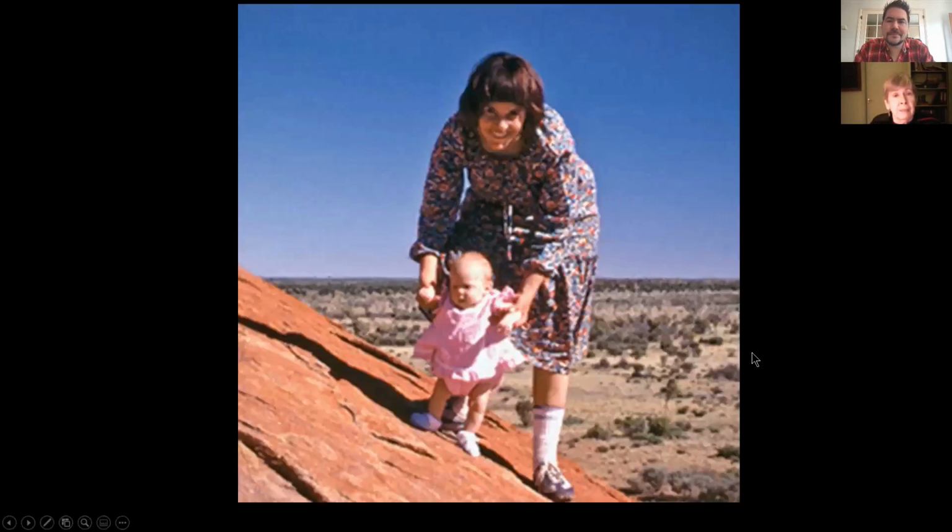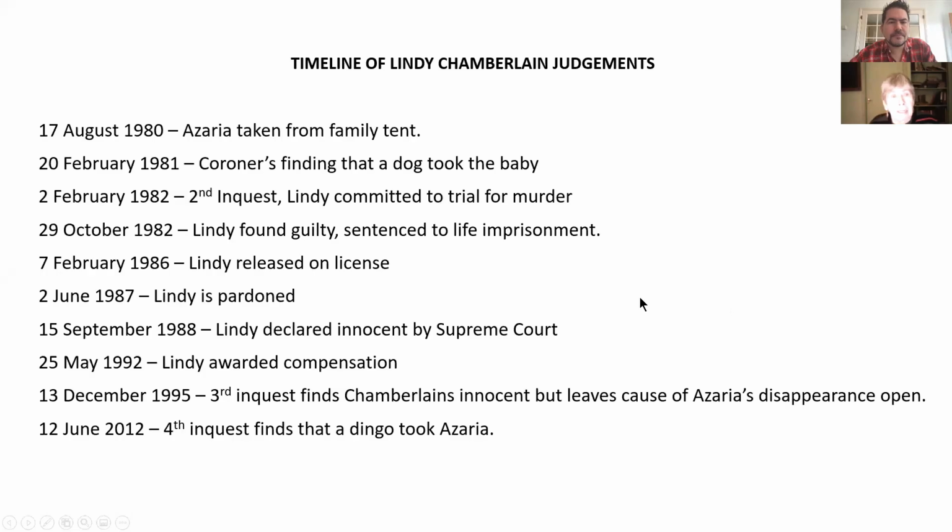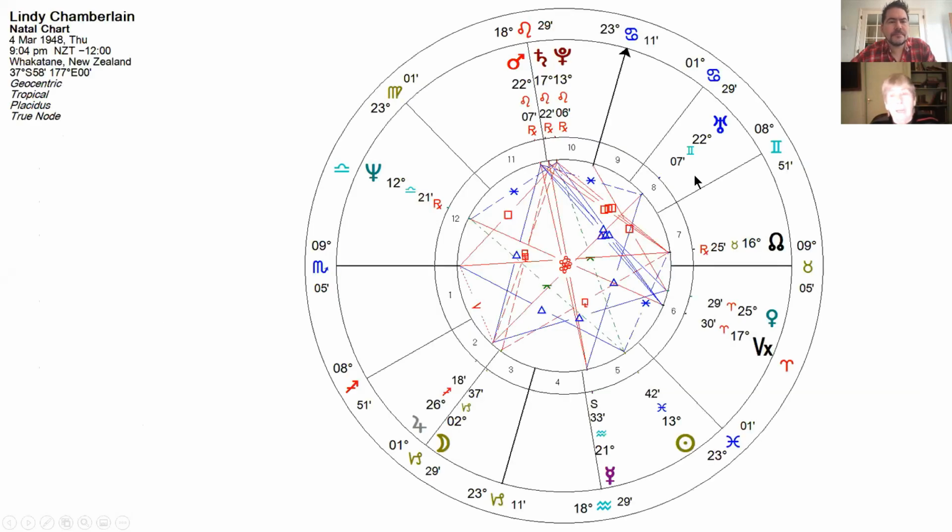I should bring that up, I suppose. This is the picture that captured everybody's imagination, with the baby that was taken way back in 1980. And this is a timeline. I'll come back to that if we need to. Here is her natal chart. And what I found really fascinating about it was that the whole story is in there.